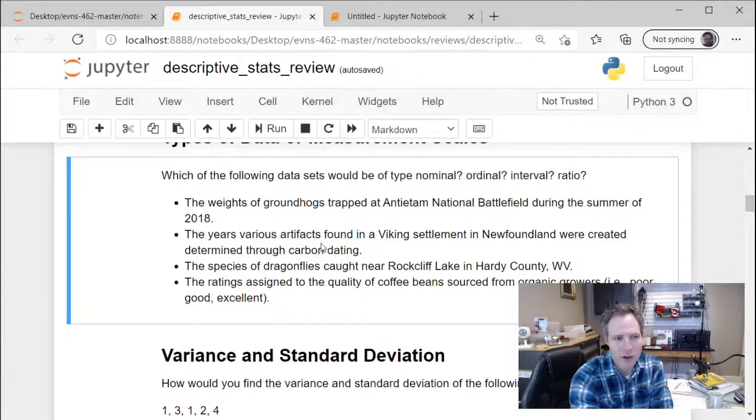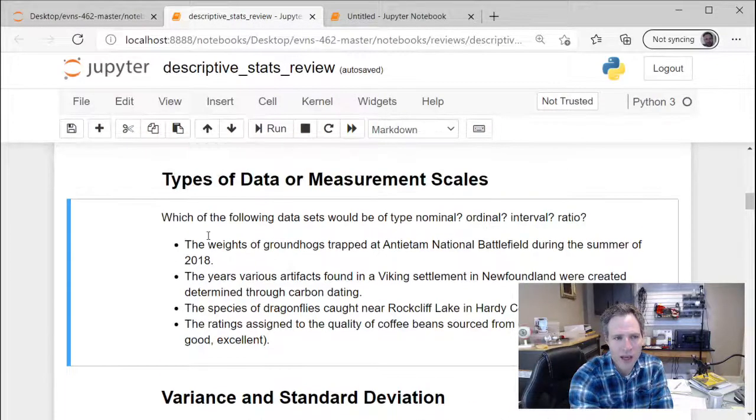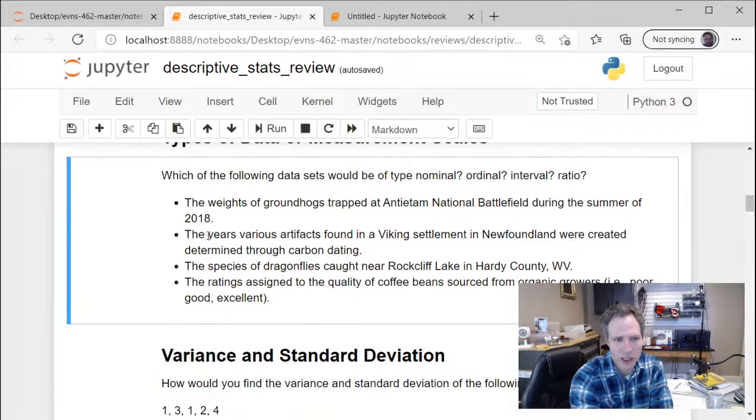The years various artifacts found in a Viking settlement in Newfoundland were created, determined through carbon dating. Okay, so years have an order. That means it can't be nominal, it must be ordinal, interval, or ratio. Years also have a uniform scale.